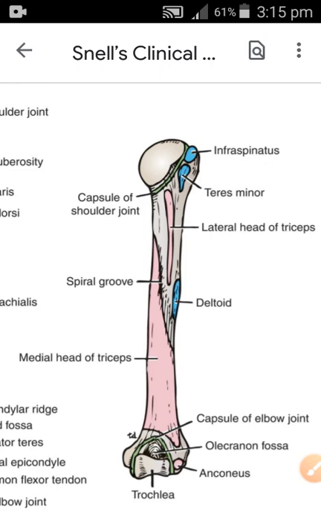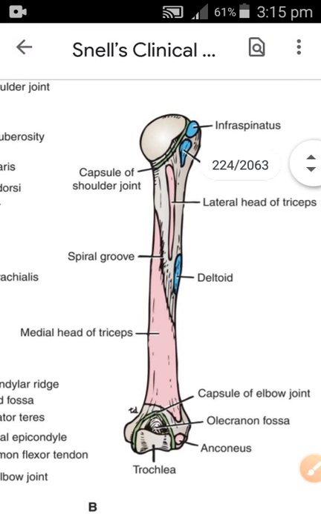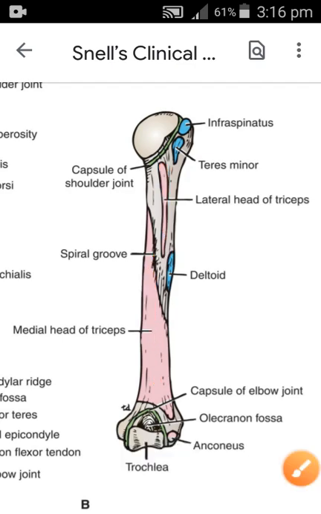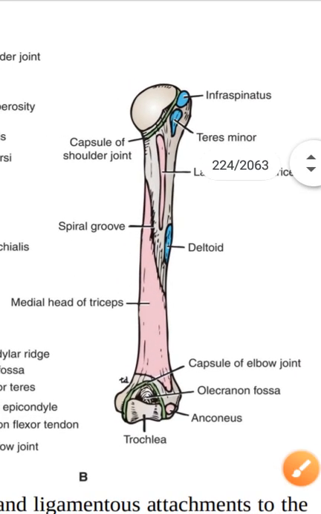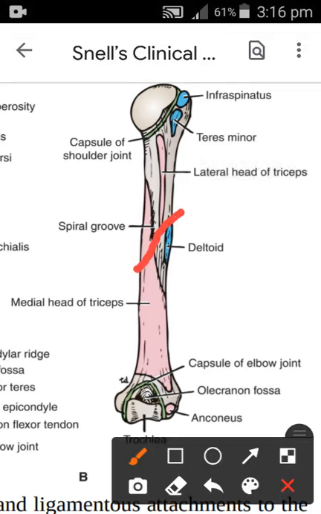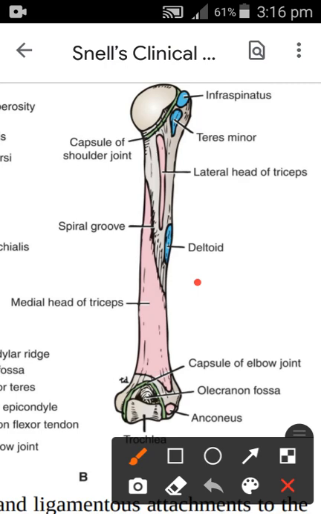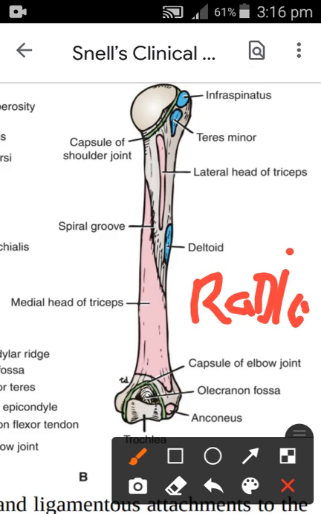Now, some other muscles are also attached on the shaft of the humerus. One is the lateral head of the triceps, then the medial head, and there is the spiral groove. What is the spiral groove? It is a groove on the humerus. This is for which nerve? This is for the dorsal nerve of the forearm, which is the radial nerve.